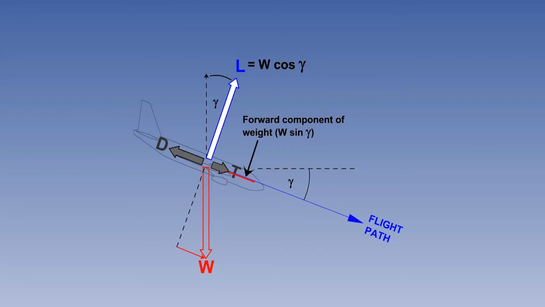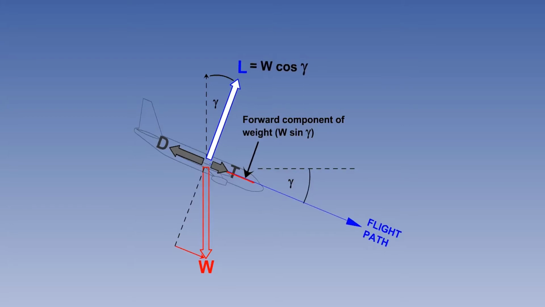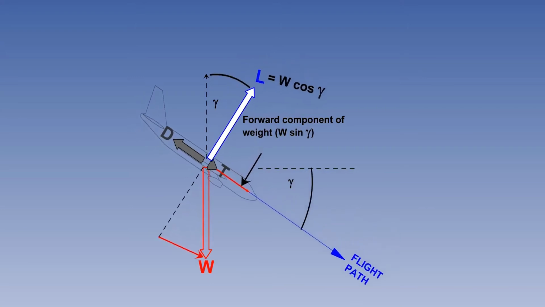If the throttles are closed, the thrust force is removed, and a larger forward component of weight is required to balance drag and maintain a constant IAS. This is achieved by lowering the nose of the aircraft to increase the descent angle, gamma.